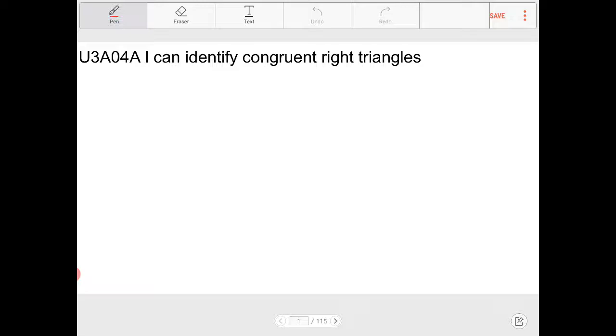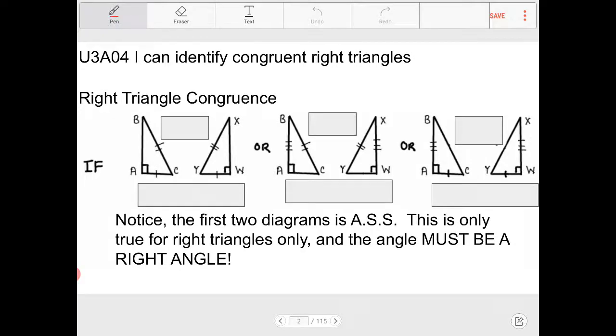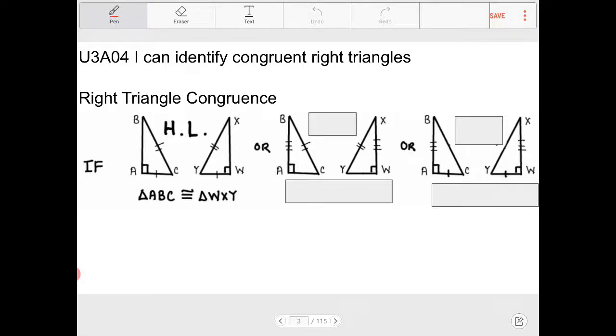So let's take a look. All right, so if you recognize that what you're dealing with in a particular problem or in a particular proof is in fact a right triangle, then you can say that two right triangles are congruent if you have the following situation. So notice right now, I have the acronym H and L. In a right triangle, which sides starts with the letter H? If you're thinking of the word hypotenuse, then you're absolutely right.